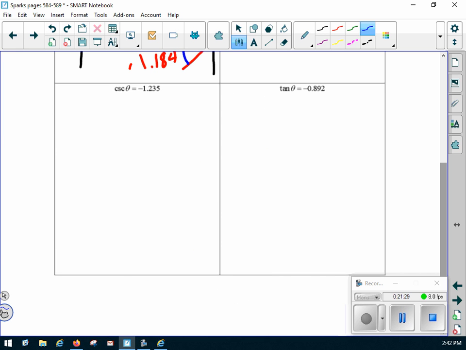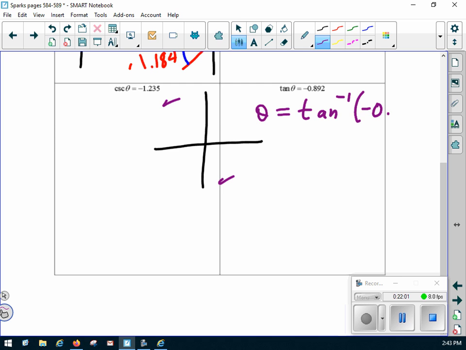Tangent. In this case, tangent is negative. Where are my angles going to be? 2 and 4. Without typing anything into your calculator, what is theta? What's the exact answer? Tan inverse. Okay, just run it and see what we get.